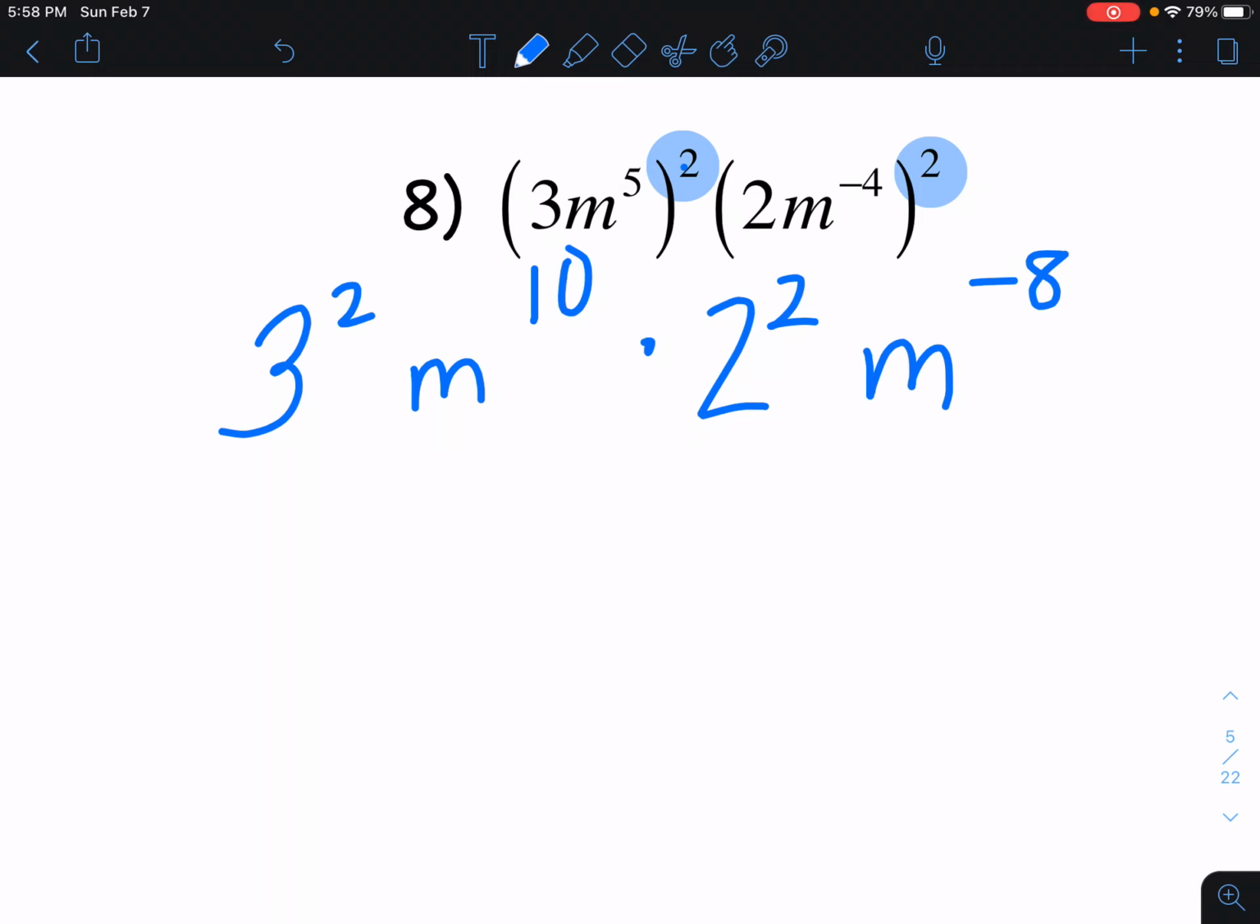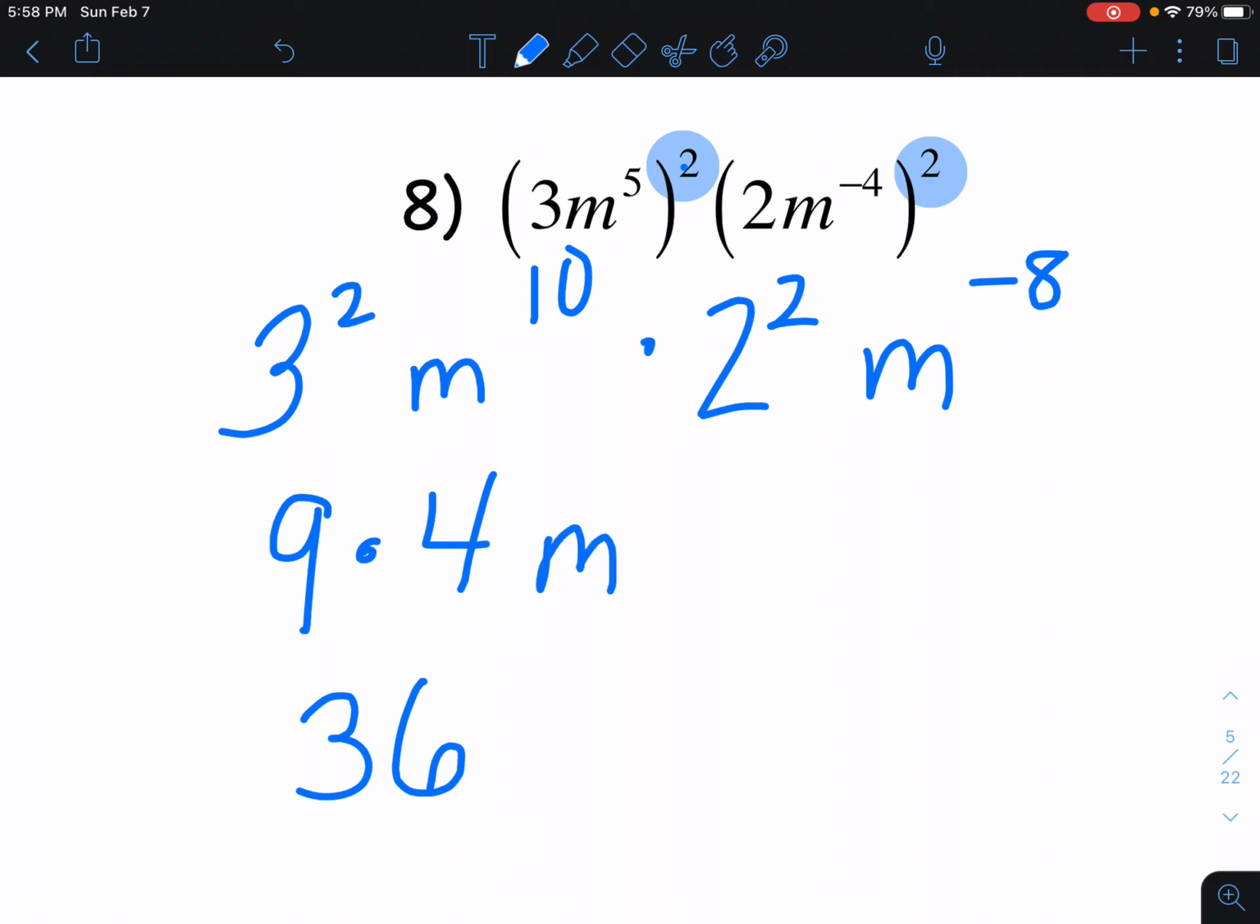All right, so then now we can start moving some things around. 3 to the second is 9, times 2 to the second is 4, so they will multiply and get 36. Then the m's, m to the 10th times m to the -8th, we're supposed to add those, so 10 minus 8, which is 2. So treat these things separate. You treat the numbers in front, called the coefficients, separately than you do the m's. It's kind of like two problems in one here.